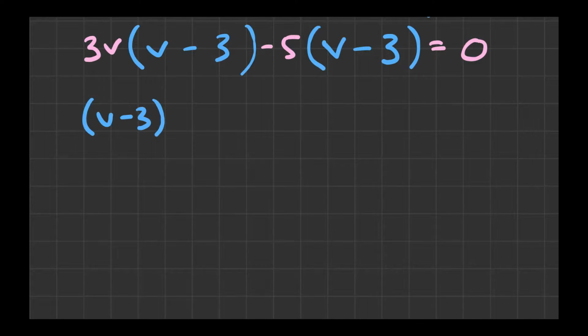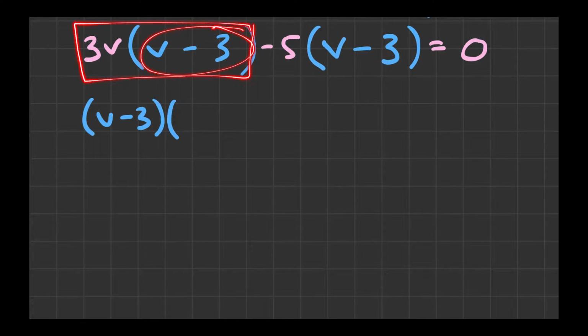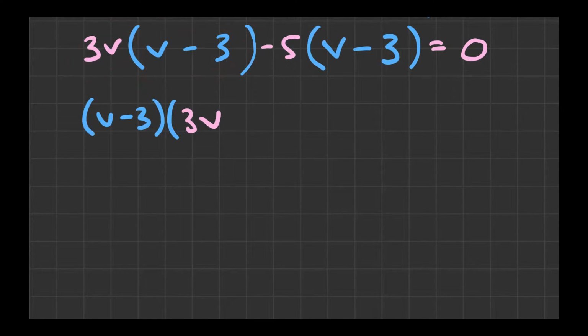Okay, I've factored out a v minus 3. And what's left over is, well, if I factor out a v minus 3 from this term here, all that's left over is the 3v. So I've got 3v, and I'll leave that in pink here, 3v. And then when I factor out a v minus 3 from the next term, what's left is a minus 5. So minus 5. And that's equal to 0 now.